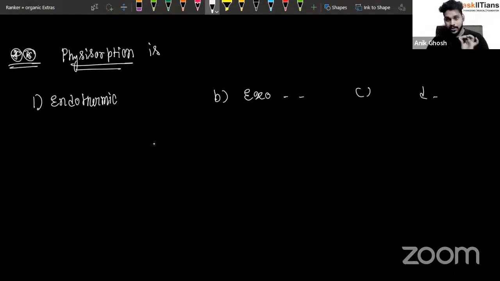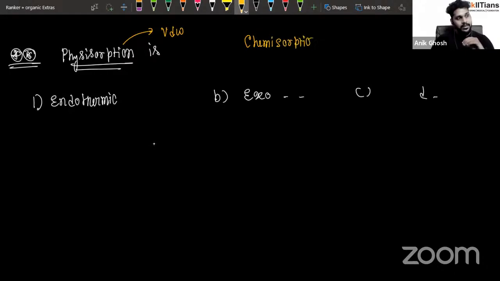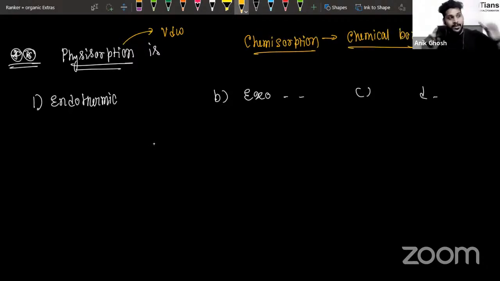In every adsorption process, guys, you don't have to think about these questions. Try to understand what's happening. In an adsorption process, whether it is physisorption or chemisorption, there is definitely some kind of attraction force getting generated, right? In physisorption, the attraction force which is getting generated is called van der Waals. If I talk about chemisorption, then the attraction which is getting generated is a chemical bond. Whatever it is, it's a force of attraction.